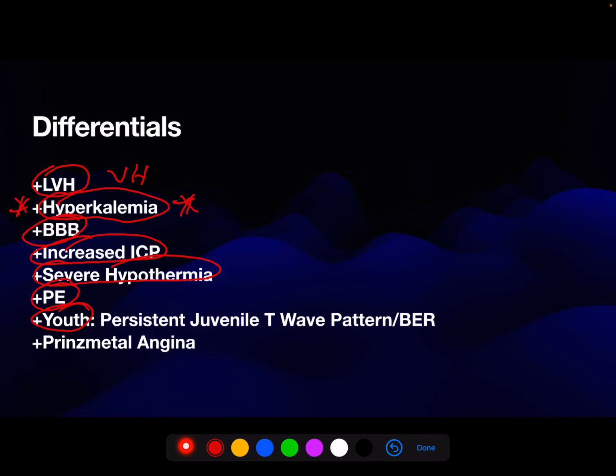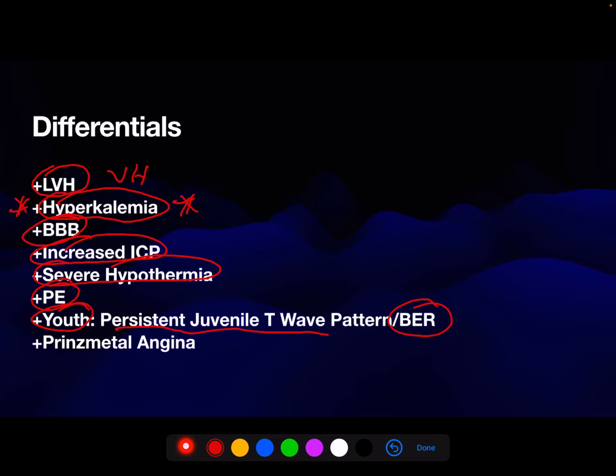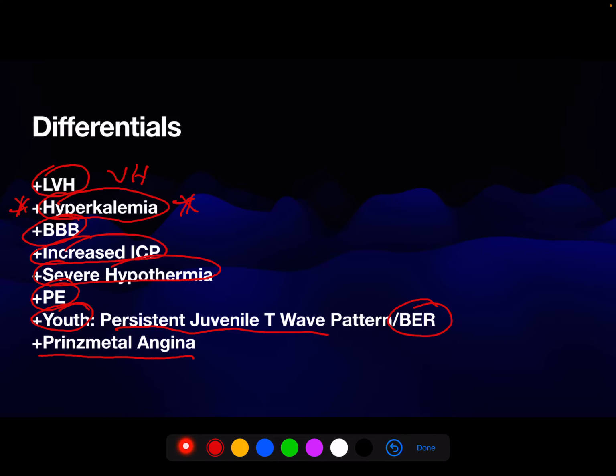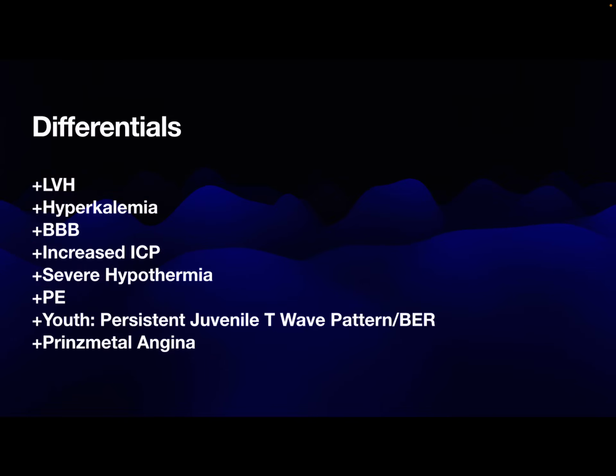In the very young, you can have different patterns associated with generally healthy people, such as persistent juvenile T wave patterns and benign early repolarization. And variant angina, like Prinzmetal's angina, for example, can also cause hyperacute T wave morphological changes. So whenever you see these changes, you also want to think about these differentials and rule them in and rule them out to the best of your abilities.